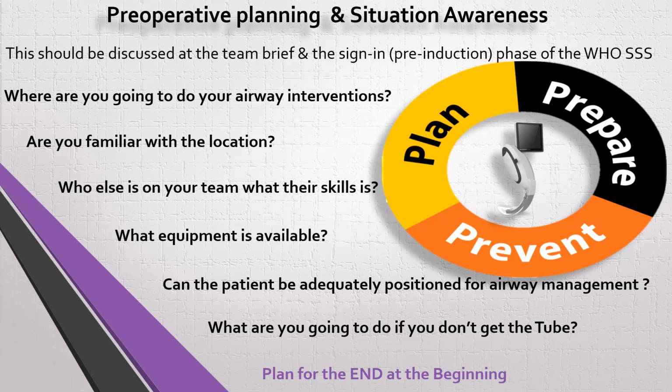What are you going to do if you don't get the tube? So you have to plan for the end at the beginning, before you start, because it's not allowed to take anything away from your patient that you can't replace. When I say so, I mean it's not allowed to give your patient a neuromuscular blocker and abolish spontaneous ventilation or spontaneous breathing, when you don't know how to ventilate your patient if you can't intubate him. This is not allowed.